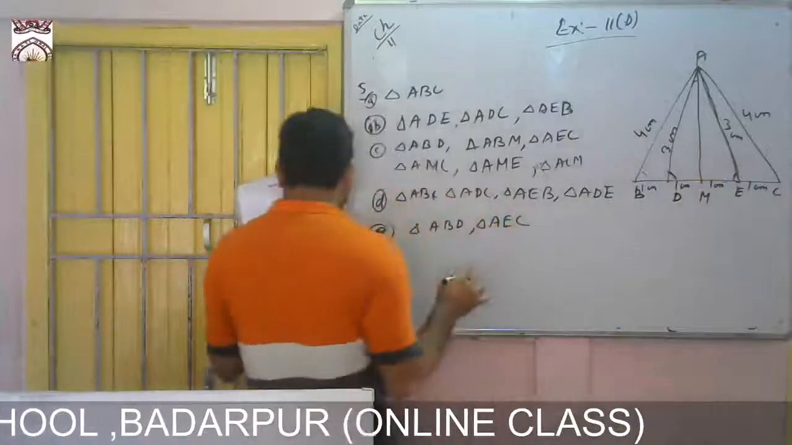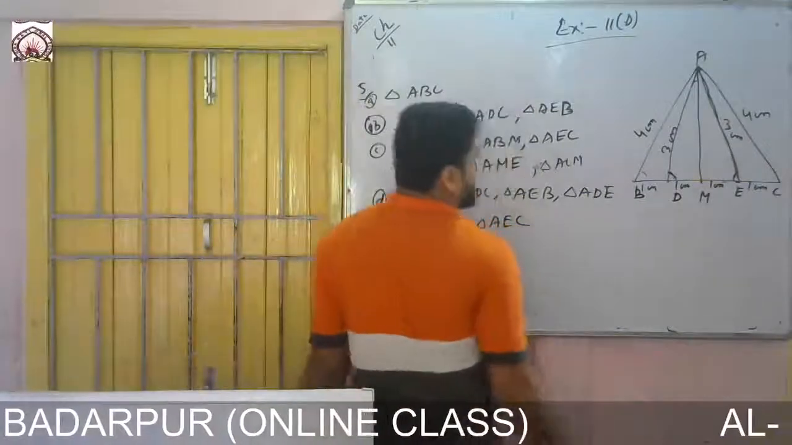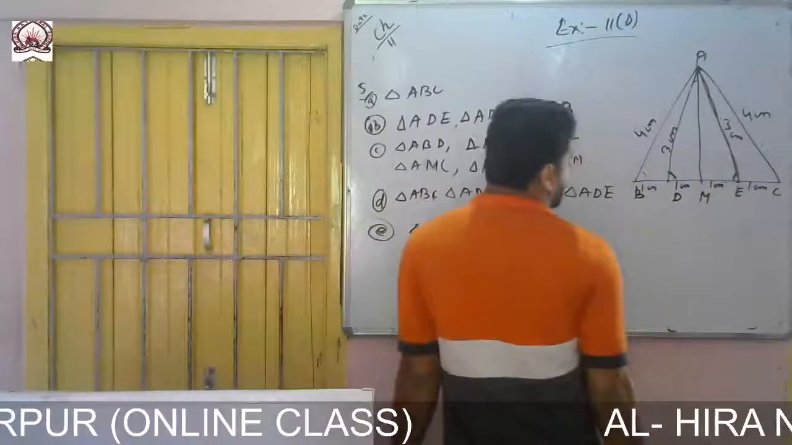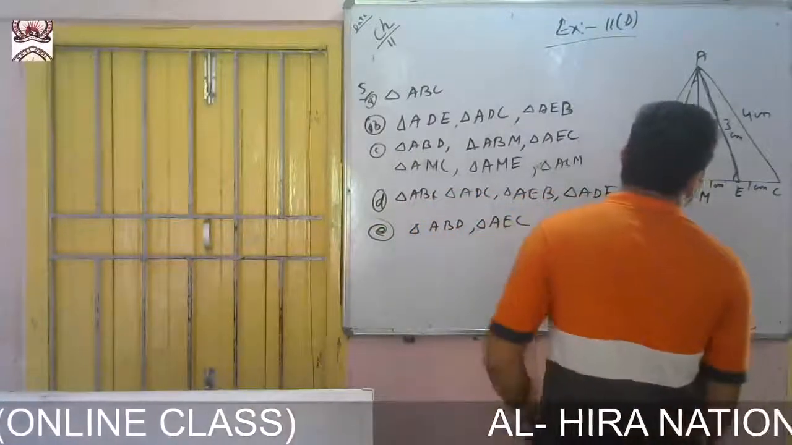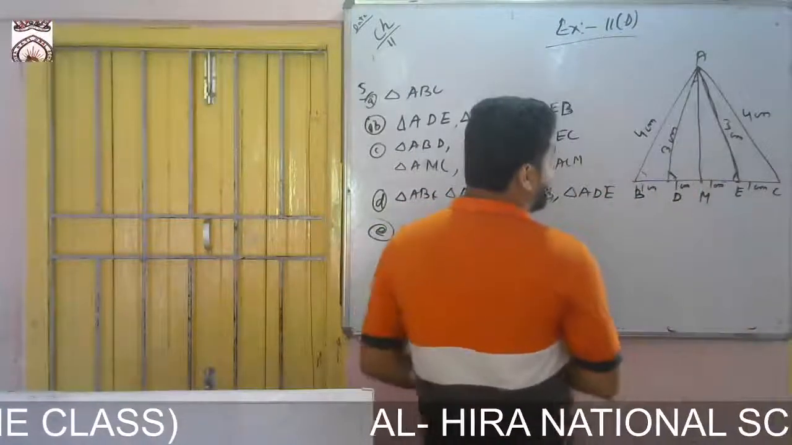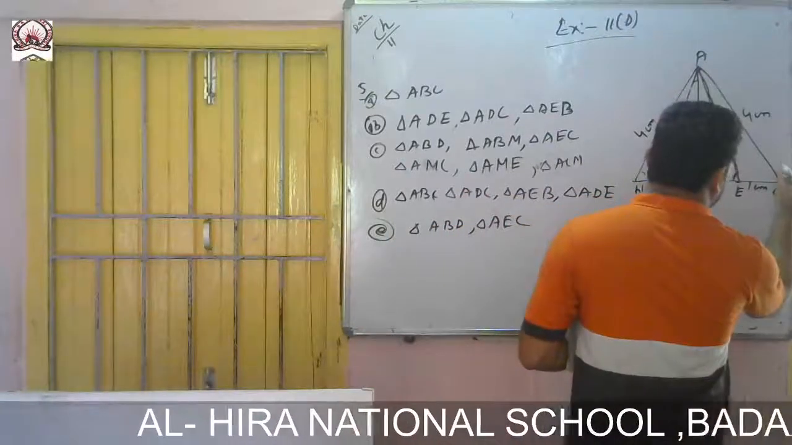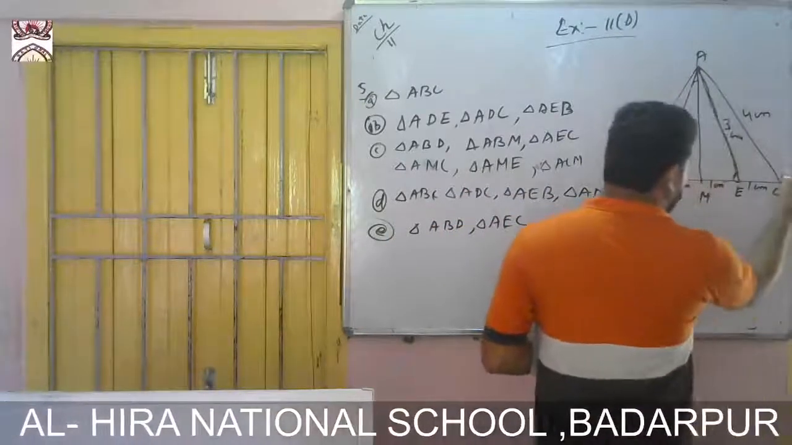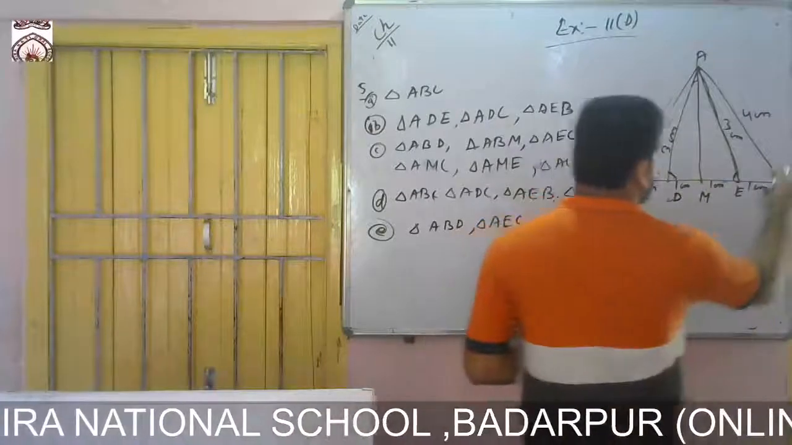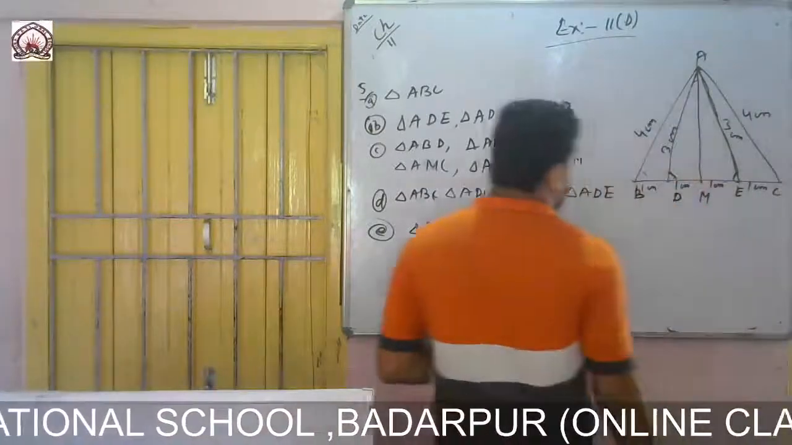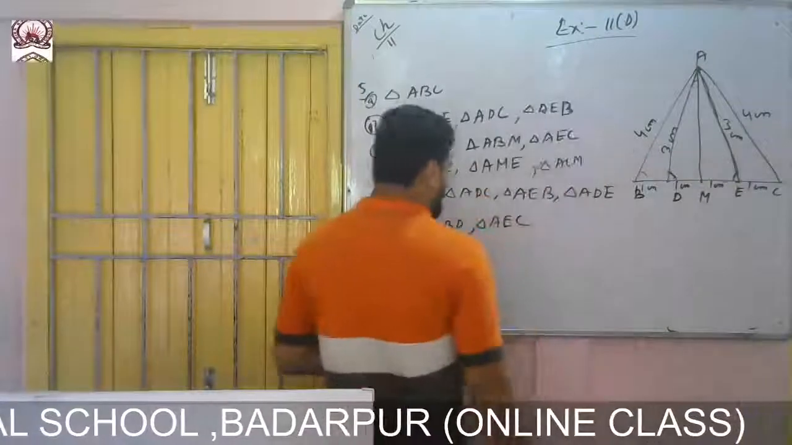Then AEC. AEC also if I take, it is an obtuse angle. Because if I talk about this triangle, it crosses 90 degrees. Here is 90 degrees, so it crosses 90 degrees. So it is an obtuse angle. Okay, so like this.